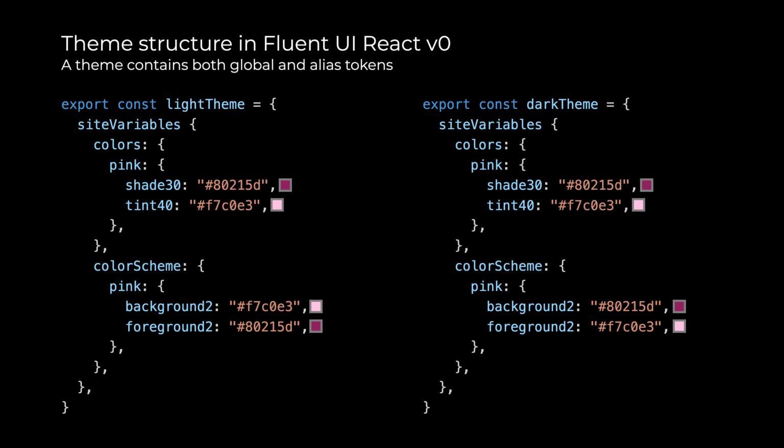In the Fluent UI v0 theme, all tokens are available in styles, but it is obvious that using a global color token is hardly ever correct. How often would you expect that a color is exactly the same hex value both in light and dark theme, or even in high contrast? To eliminate these bugs, Fluent UI v9 intentionally omits global color tokens from the theme.